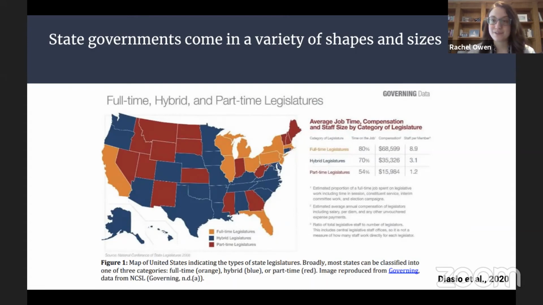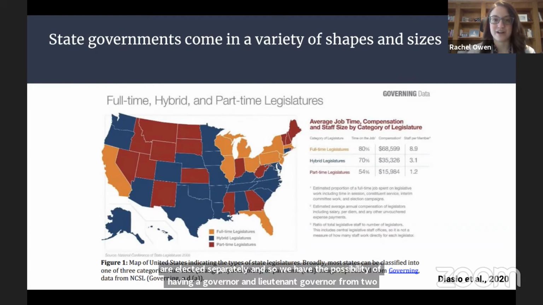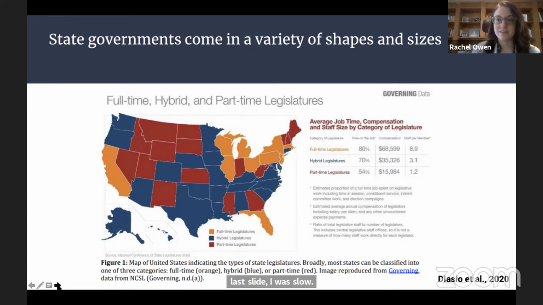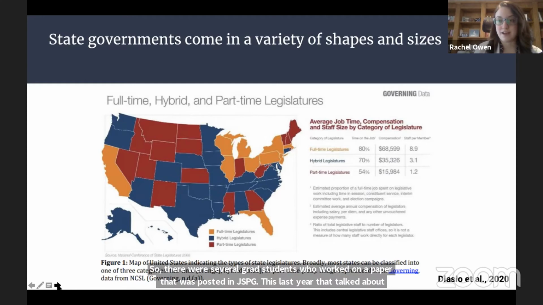So there were several grad students who worked on a paper that was posted in JSPG this last year that talked about the different makeup of state legislatures. So this is the legislative branch. And you can see here, there's a lot of different types. A full-time legislature would be one where they are getting paid to be there full-time. They don't necessarily meet all year round, but the legislators don't have other jobs. They're typically there, well-staffed and doing a lot of work.